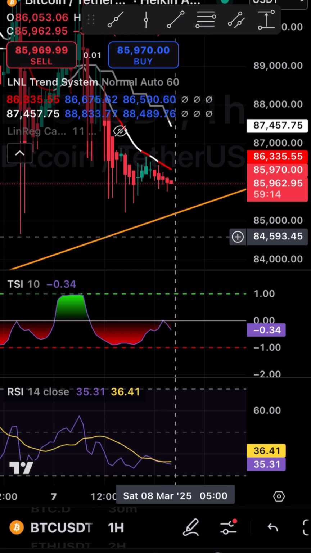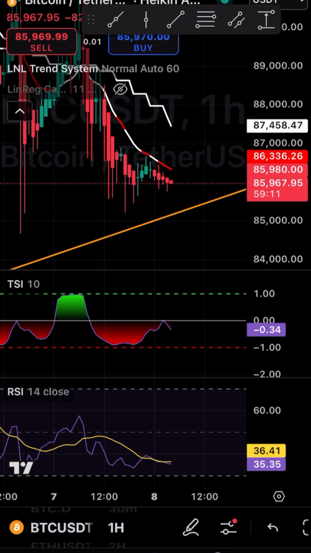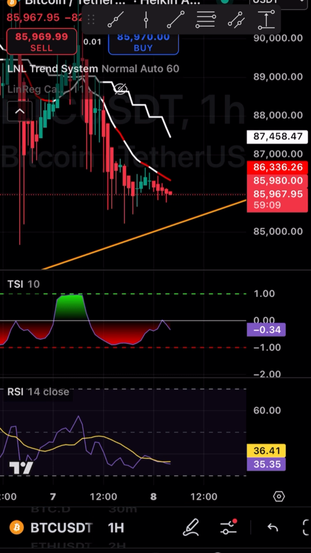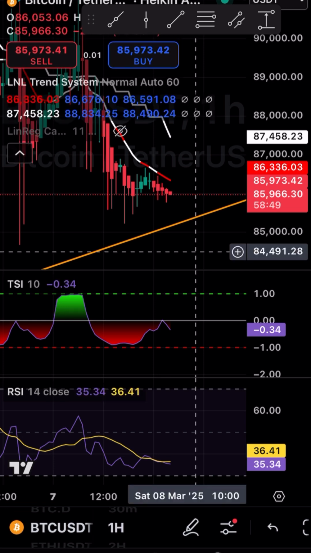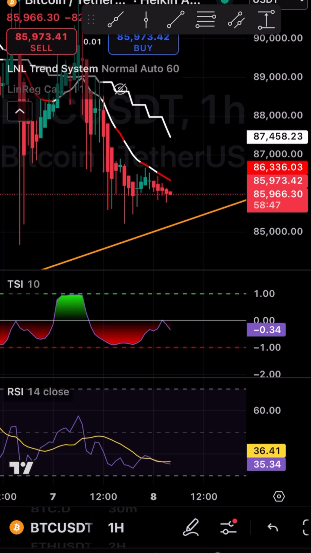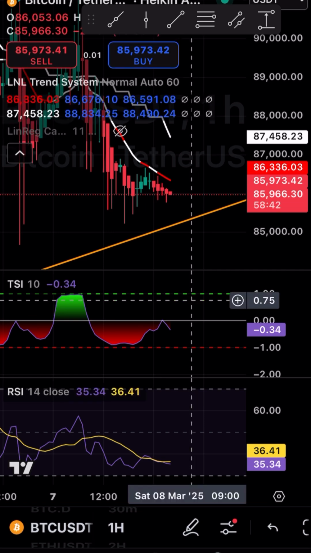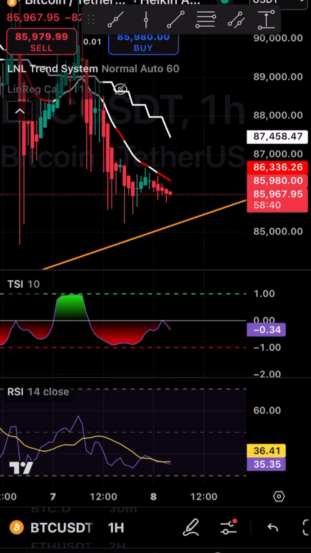What you want to do to be more successful with this is you want to wait for the LNL trend system to cross. You want to wait for the LNL trend system cross, and then you want to base everything else on the other two indicators. You don't want to make your first move on what the trend strength index says or the RSI says. What you want to do first is see a cross with the LNL trend system, and then you'll make your exits based off of what the trend strength index says or the RSI says.